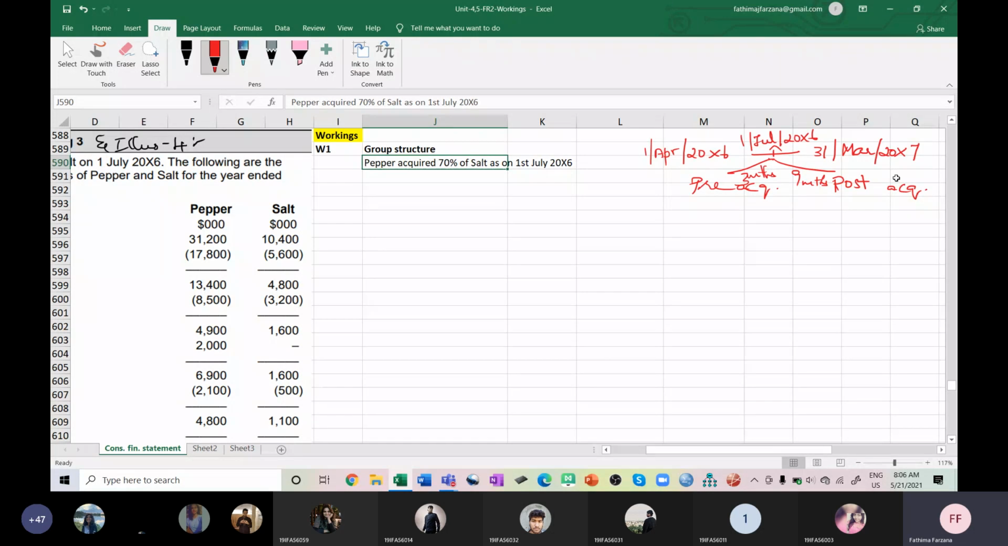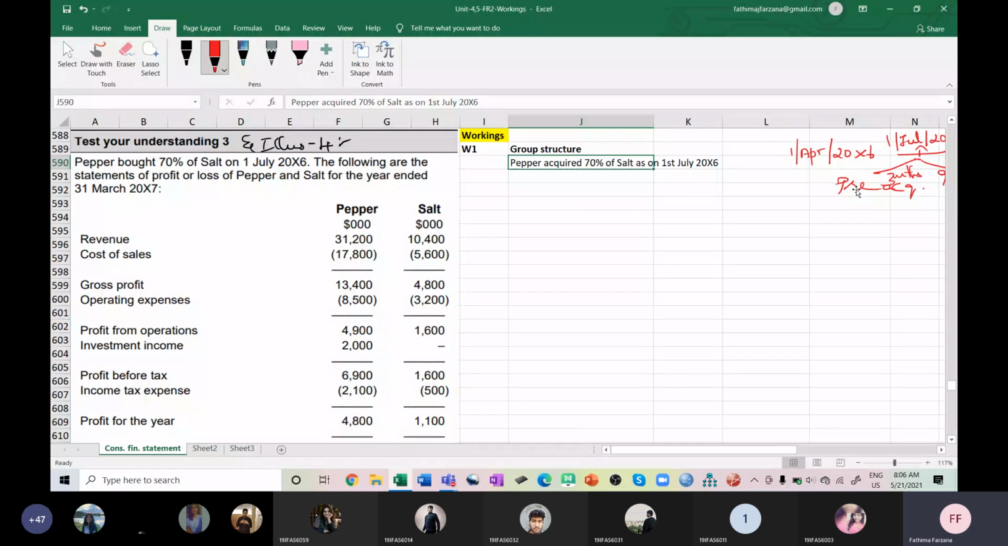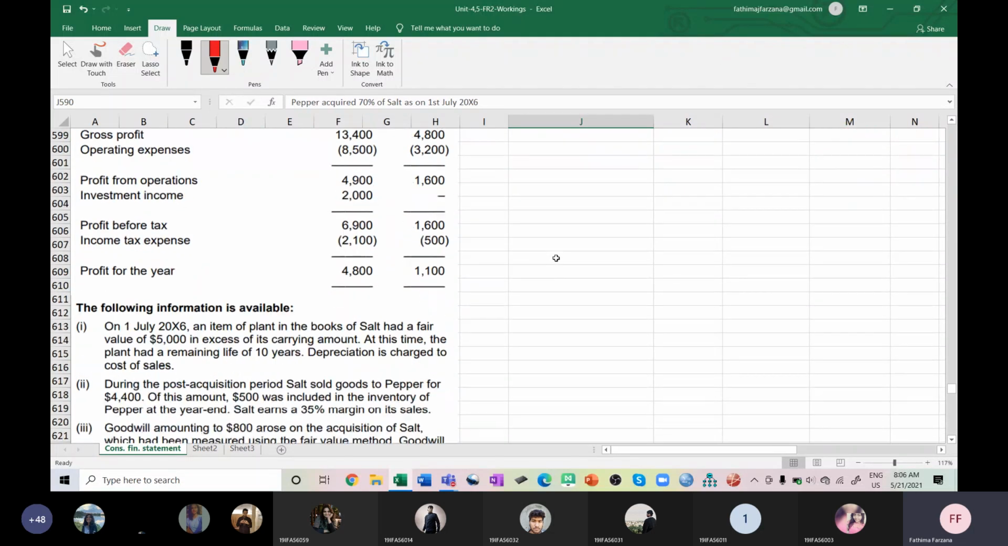This diagram is not mandatory, it is for your understanding. So 9 months is the post-acquisition period. For everything, I'm not going to use 9 months. Only for certain things will we use it again. Let's see where we do this 9 months calculation. We'll sum it up at the end. Okay, so second working note. Let's see what else is there.